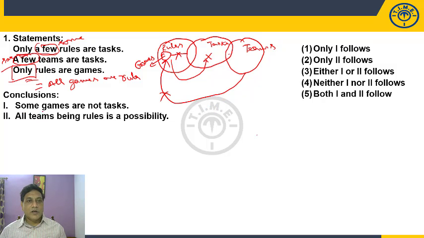Now conclusion. Some games are not tasks. So some games are not tasks. Definitely yes. Actually none of the games can be tasks. Definitely some games are tasks is not true. It follows. Nothing common between task and game. It cannot be. Even in the alternate diagram we have this restriction. The moment we say only rules are games, nothing else can be games.